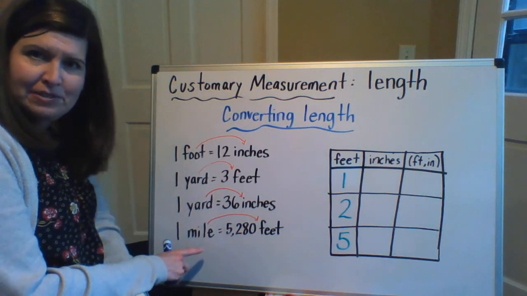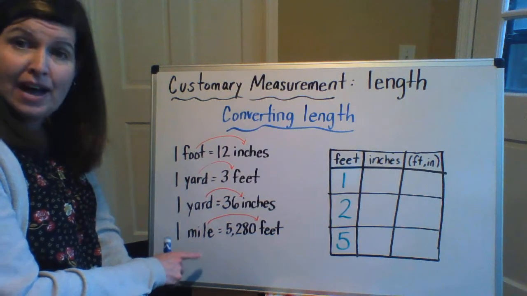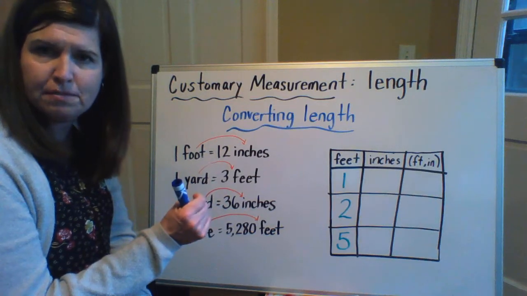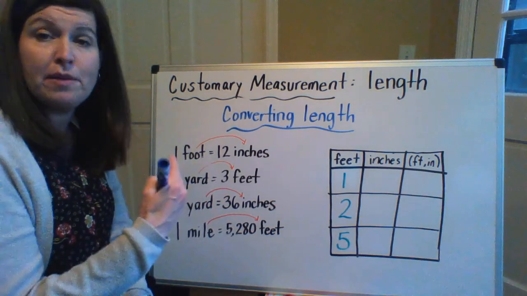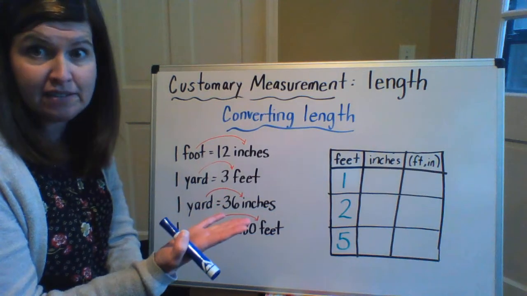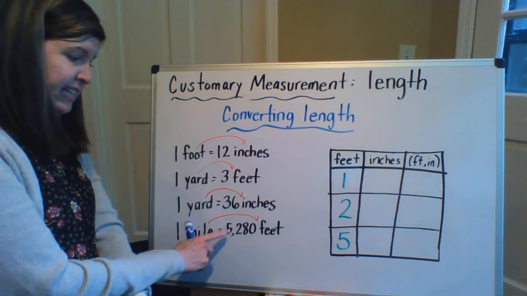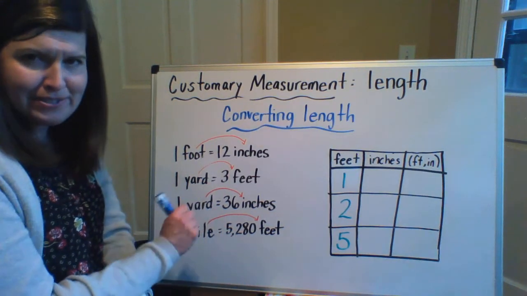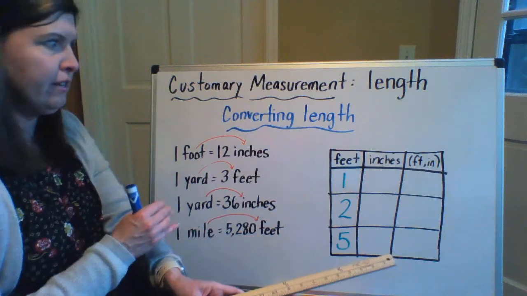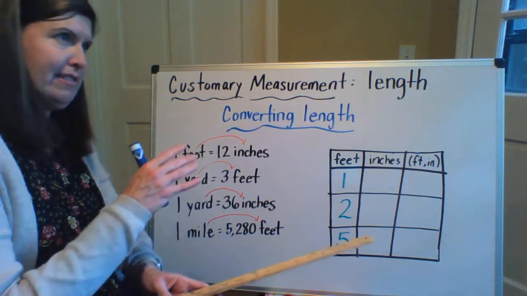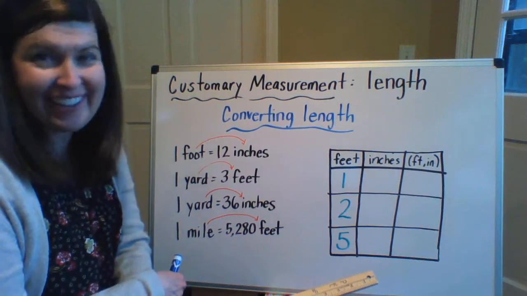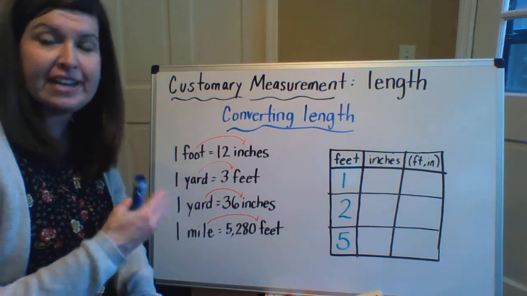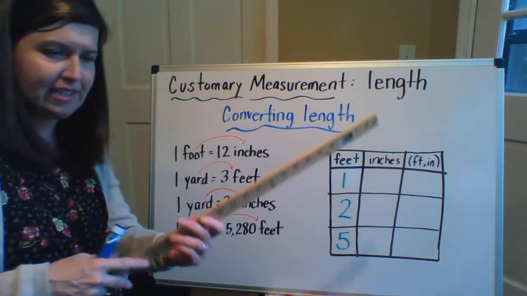And then the last thing that I wrote down here is a mile, which is another way that we measure length in the customary system. So when we drive on the freeway and we want to measure how far something is, we do it in miles. So 1 mile is 5,280 feet. Now when you see these numbers, 3, 12, 36, 5,280, you kind of realize why I say the customary system is a little more difficult: it doesn't use round numbers like tens and hundreds to measure things.